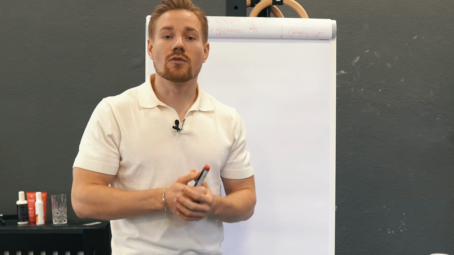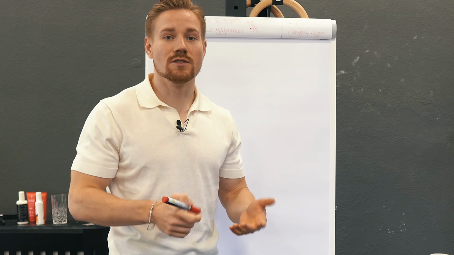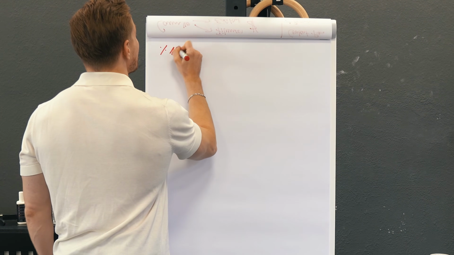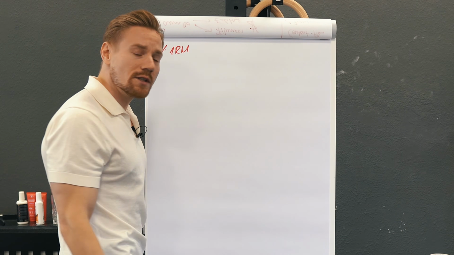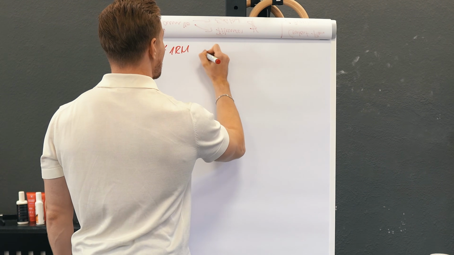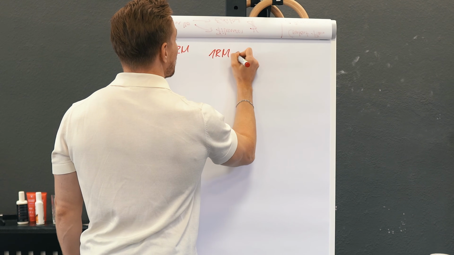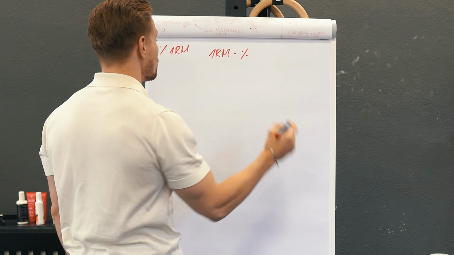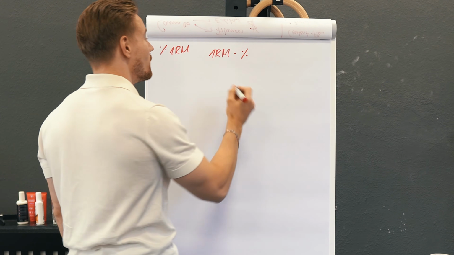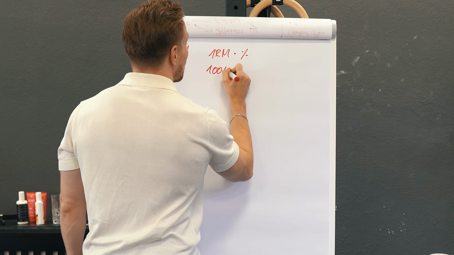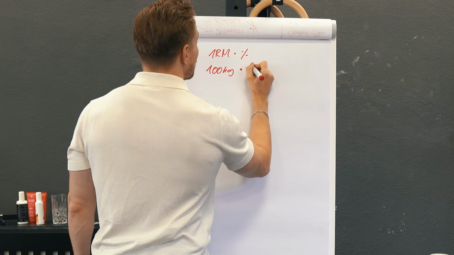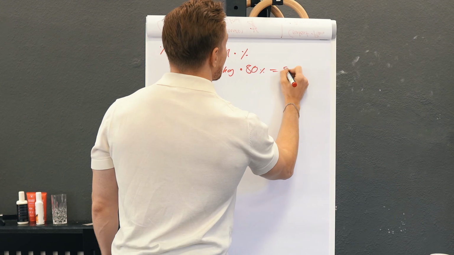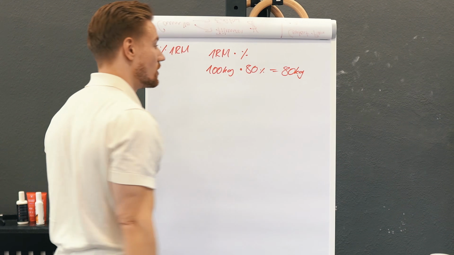If we just have a regular exercise where our body weight is not included, to calculate percentages of our 1 rep max, what we're doing is basically just having our 1 rep max and multiplying it with the percentage value. So if my 1 rep max in the bench press is 100 kg, and I want 80% of that, I can just multiply it and I get 80 kg.